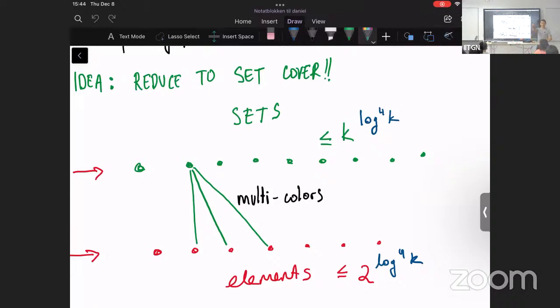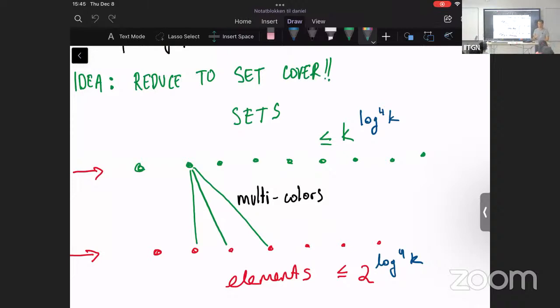And now a set corresponding to a coloring contains an element corresponding to a set if the coloring multicolors the set. It's too overloaded, since I'm using sets for sets and sets for colorings and colorings for elements, so just think of this as a bipartite graph. I have colorings at the top, sets at the bottom, and I have an edge from a coloring to a set if the coloring multicolors the set.